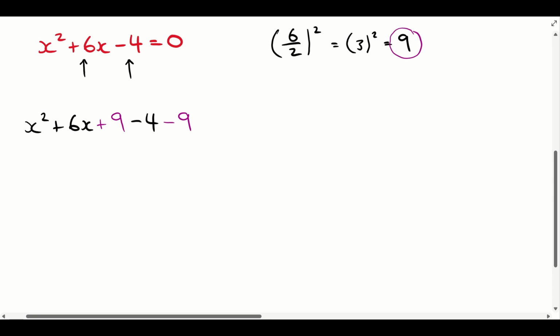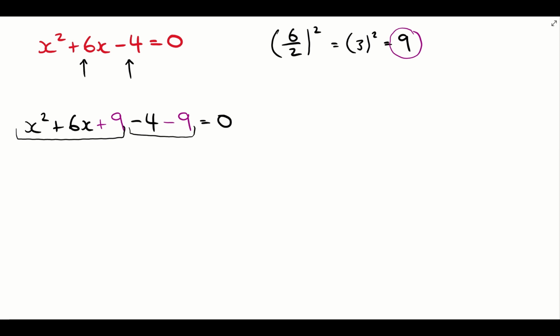So on the end here, I'm going to subtract 9. So I haven't changed anything about this equation, but I've manipulated it into two sections. I've got this section here and this section here now. Now this first section, I can factorise. Two numbers that multiply to give me 9 and add to give me 6, well, it's 3 twice. So x plus 3 squared.